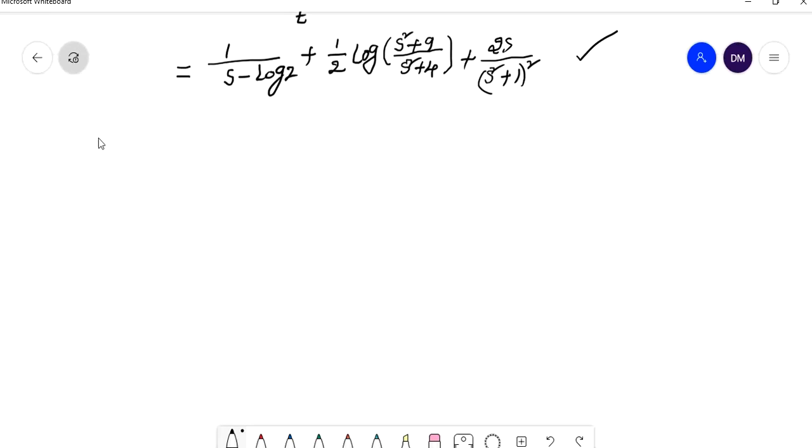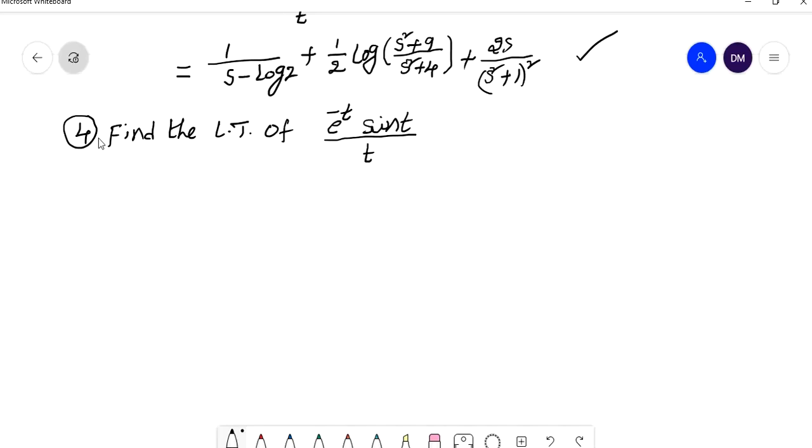The fourth problem is: find the Laplace transform of e power minus t into sin t by t.